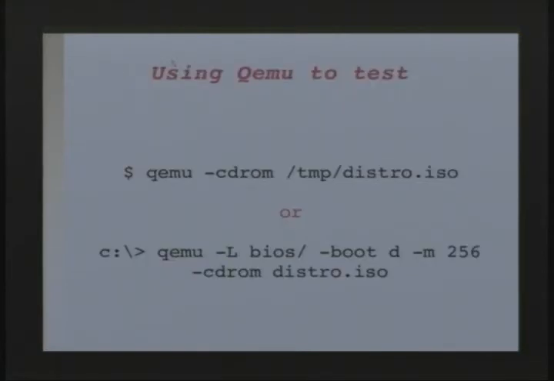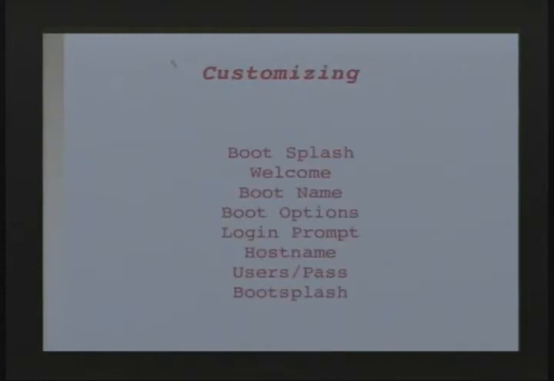The QEMU, which is the processor emulator, you tell it to CD-ROM, and then you tell it where it is, and it will test it for you. It runs a little slower, but it's a lot easier than burning a CD. And there's the Windows command, because it's kind of cryptic and not documented well.